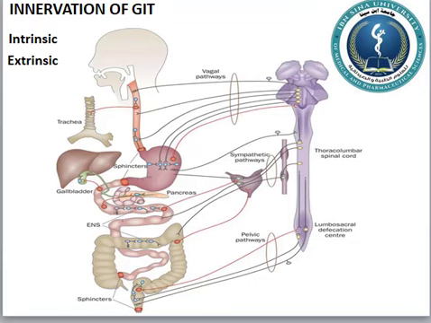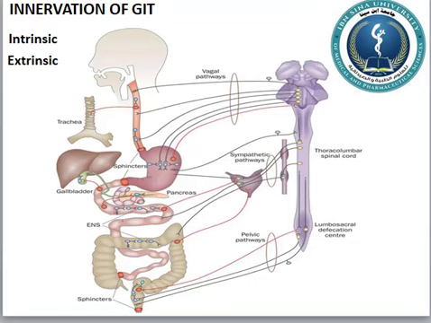The enteric nervous system is very complex. It contains about 500 million neurons. This number is about 5 times the number of neurons of the human spinal cord. It is important. It is a large number of neurons, and it extends to supply the GIT starting from the esophagus till reaching the anus.